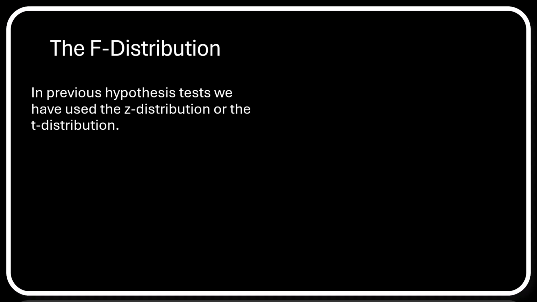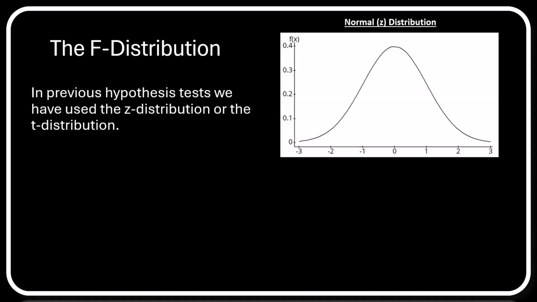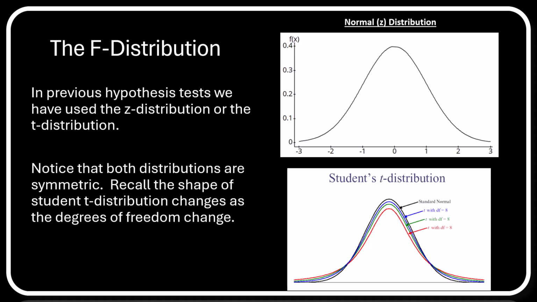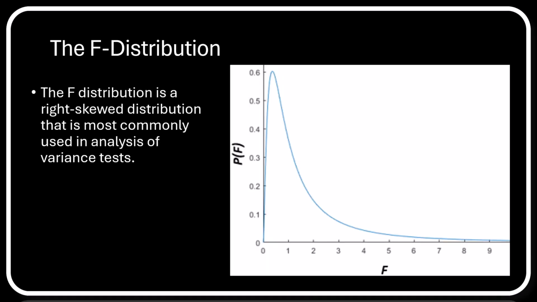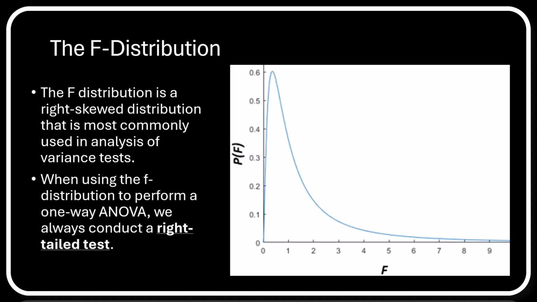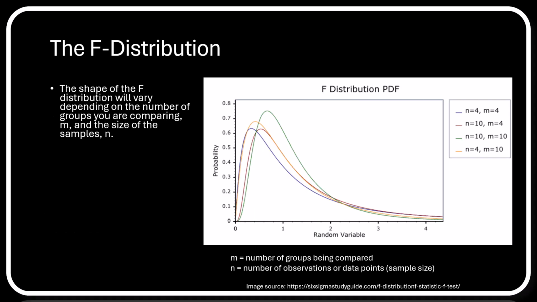In previous hypothesis tests, we have used the Z distribution or the T distribution. Notice that both distributions are symmetric. Recall, the shape of the student T distribution changes as the degrees of freedom change. The F distribution is a right-skewed distribution that is most commonly used in analysis of variance tests. When using the F distribution to perform a one-way ANOVA, we always conduct a right-tailed test.